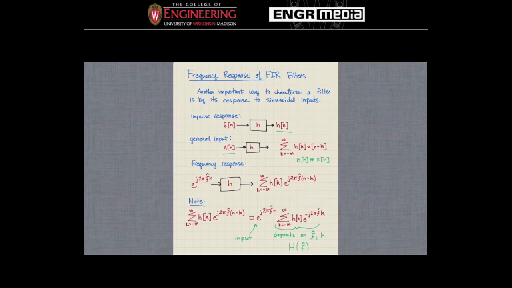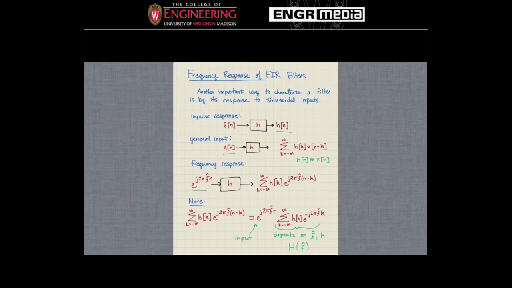So a third thing we're going to look at, a second way to characterize an FIR filter, is by looking at the frequency response. The frequency response is just the response of the filter when we input a complex exponential signal. That's written right here. If we input a complex exponential at a digital frequency f hat and look at the output, then we get the frequency response of the system.